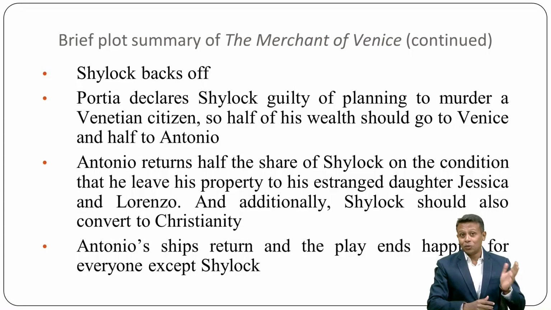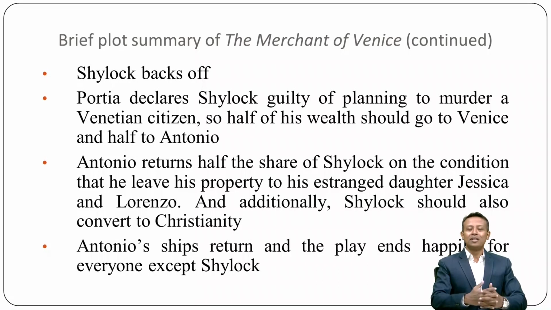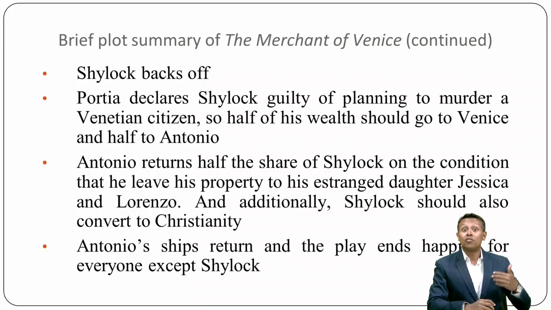Further, that's not the only thing. There's also another step of punishment remaining. The next punishment is that because he had planned to murder a Venetian citizen, Shylock has to convert from a Jew to a Christian. This is absolute humiliation for Shylock. He had despised the Christians from the moment the play began, and now he will be forced to become a Christian.